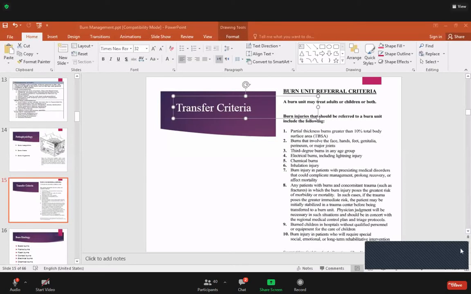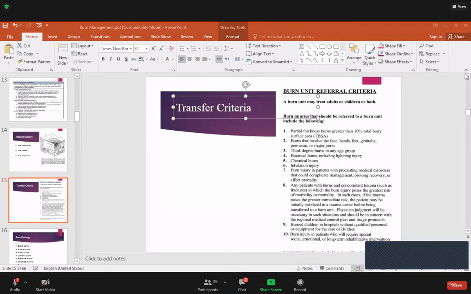Now, if you see a patient as an emergency team in some area where there is a burn, how should you decide whether this patient should be transferred to the burn center, kept in the hospital, or kept in an emergency setup for the time being and then left for care at home? There is a burn unit referral criteria, which is universal.